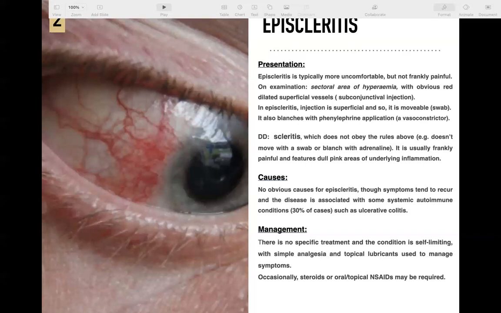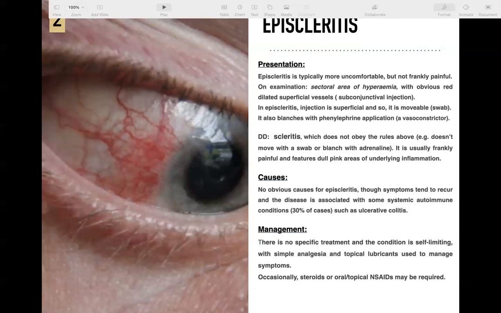You can move these blood vessels if you use a swab or cotton buds with a topical anesthesia like benoxinate. On moving the conjunctiva, you will find that the blood vessels will move with the conjunctival movement. So they are movable blood vessels, so it's superficial. And this is one of the signs of episcleritis.